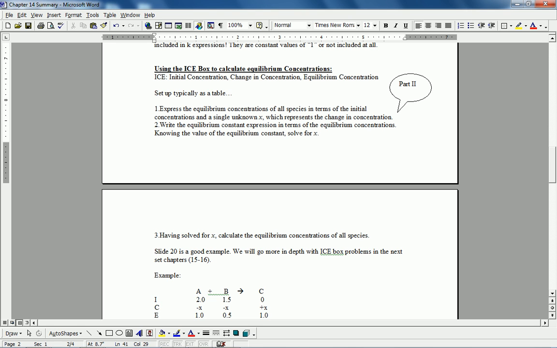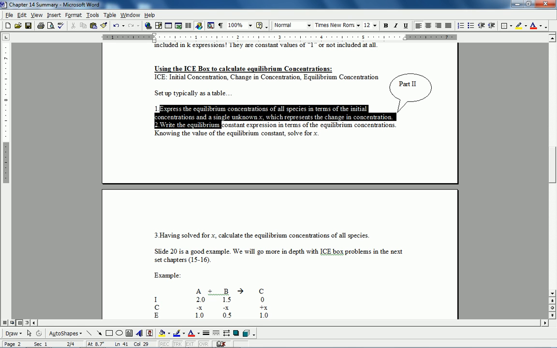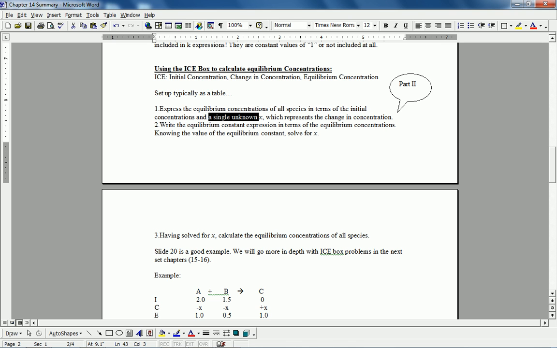So some guidelines here as to how we will proceed. The first thing is that we'll express the equilibrium concentrations of all the species in terms of the initial concentration. So we'll always know the initial concentrations, or the I values. And then we'll determine what the change is, and that change will be, of course, a single unknown value of x, and that will represent the change in our concentration. So the change is always going to be an x value, minus x for the reactants, and plus x for the products, because as we convert our reactants, their concentrations will decrease, and as we convert them into products, the product concentration will increase.